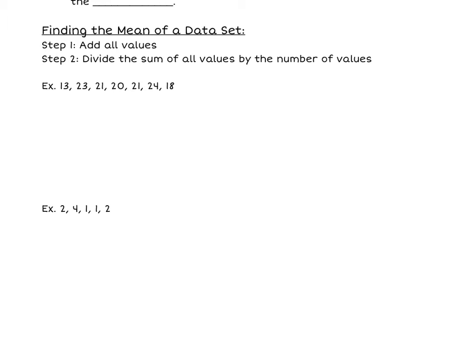So what you're doing in your calculator right now is 13 plus 23 plus 21 plus 20 plus 21 plus 24 plus 18. You're adding all those numbers up. Right, Happiness? You're doing all that? If you don't have a calculator in class today, you're going to want to bring one going forward for the rest of the year, okay?